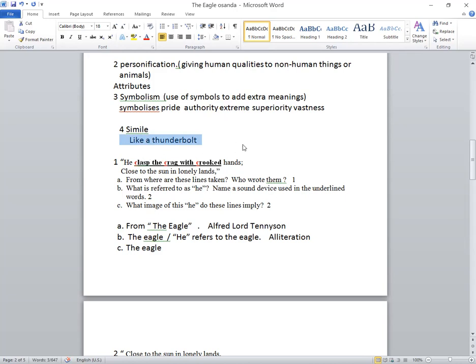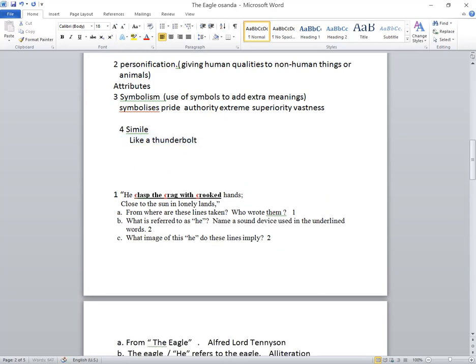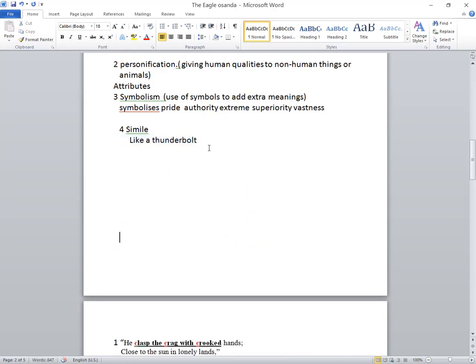To depict the eagle's menacing power, destructive power, dangerous power, the eagle's quickness in hunting. Right. Okay. Go on. Simile. In the last line, go on with your note, continue your note.